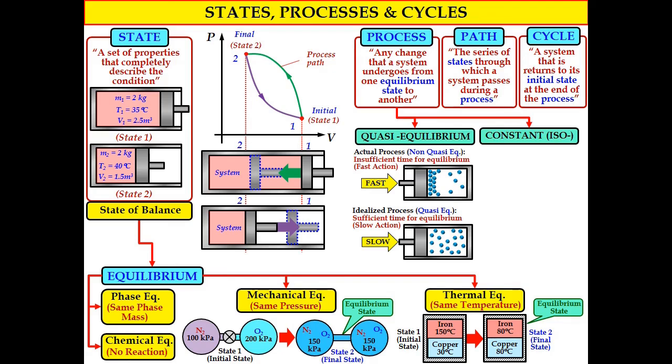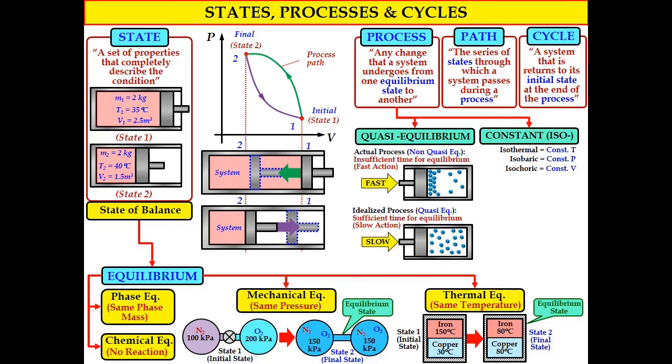Okay, and we also have processes involving constant properties, and we will go through the different types of iso processes. There are a few types. First, isothermal, which means the process involves constant temperature. Isobaric, the process involves constant pressure. Isochoric is the process involving constant volume.